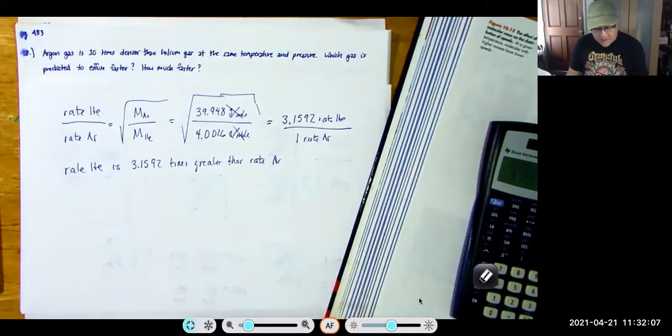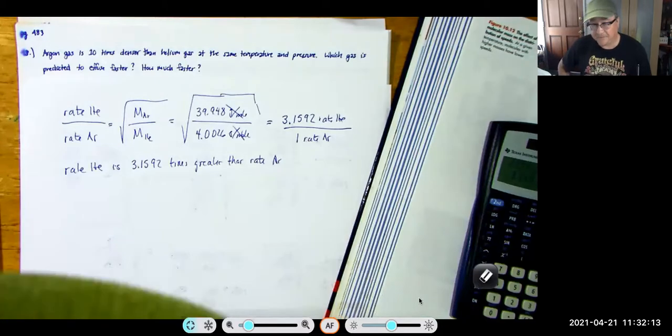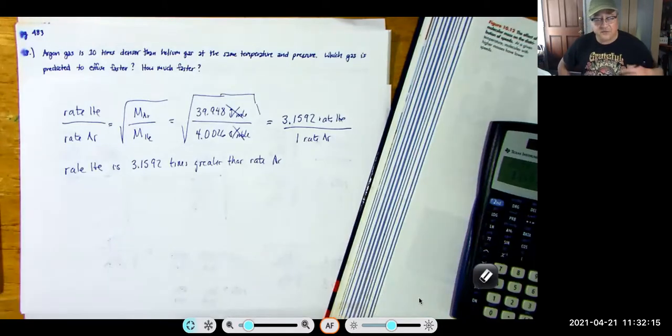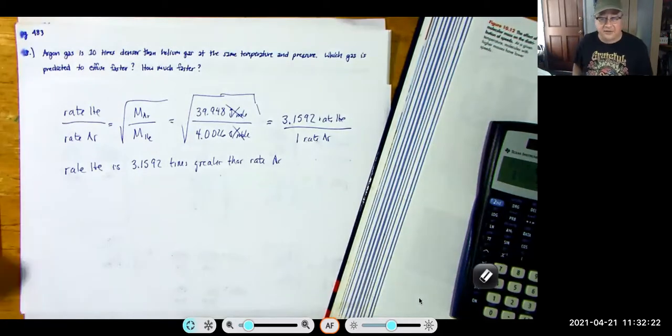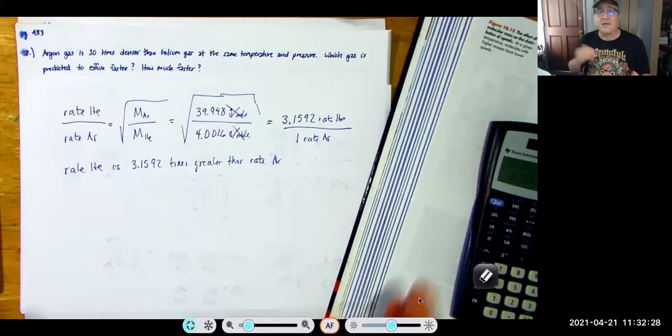So when they want the rate, when they say how much faster, you say, well, it's 3 times faster. So they're not really asking you for a specific number. It's kind of like, 2 people, who's walking faster? Well, they're walking 3 times faster. Who's running faster? They're running 3 times faster. They're not asking you for how fast, just how much faster.